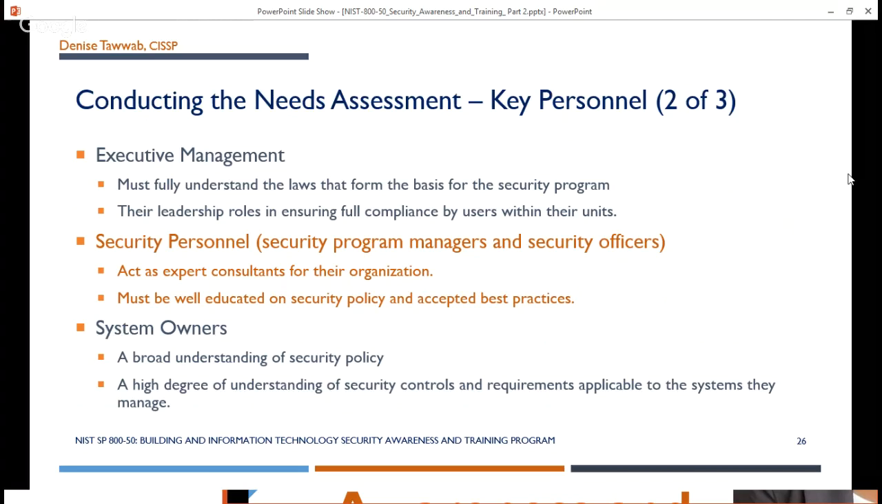Your security personnel, this is going to be your security program managers and your security officers. They're going to act as expert consultants for their organization, and they have to be well educated on security policy and accepted best practices. Your system owners need a broad understanding of security policy, as well as a high degree of understanding of your security controls and the requirements around the systems that they manage.